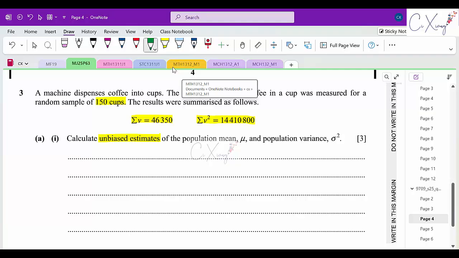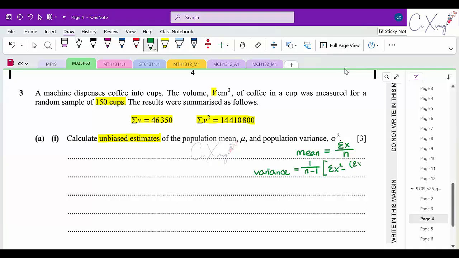To estimate the population mean and also the population variance, the formula being used is something like this. To have the mean, the formula is the same as what we have previously, summation of x, or summation of v, divided by n. But for the unbiased estimated variance, there are a few formulas that you can use. I'll show you one commonly used one. We have 1 over n minus 1, times summation of x squared minus (summation of x) squared divided by n. This formula is provided in the formula booklet, so if you can't remember, you can of course refer to it in the MF19 formula list, right?